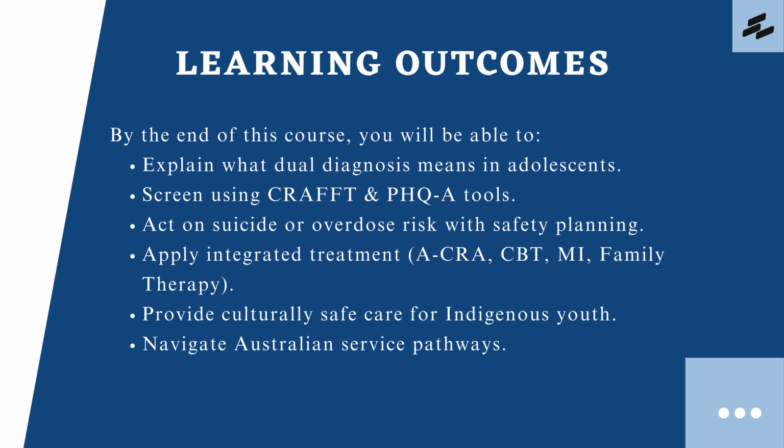Learning outcomes. By the end of this course, you will be able to explain what dual diagnosis means in adolescents and why it matters. You will be able to confidently screen adolescents using validated tools such as CRAFFT and PHQ-A. You will know how to identify and act on suicide or overdose risk with clear safety planning. You will be equipped to apply integrated treatment models, including ACRA, CBT, motivational interviewing, and family therapy. You will also be able to provide culturally safe care for Indigenous youth and navigate Australian service pathways such as the VDDI and AIHW guidance.